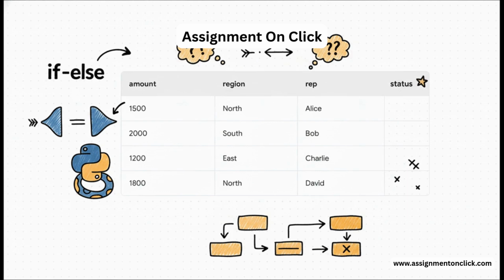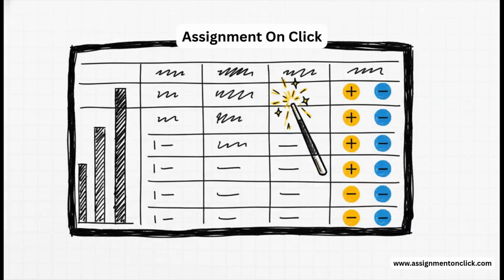We've got our columns for amount, region, and rep. And our goal is to add a new column called status based on that amount. And this is where the magic really happens. Instead of writing a clunky loop, Pandas lets us do this in one beautiful, powerful line of code. We're telling our data frame, hey, make a new column called status. How do we fill it? We use the apply method on our amount column. Just think of apply as a command that says, take this rule and apply it to every single row instantly.